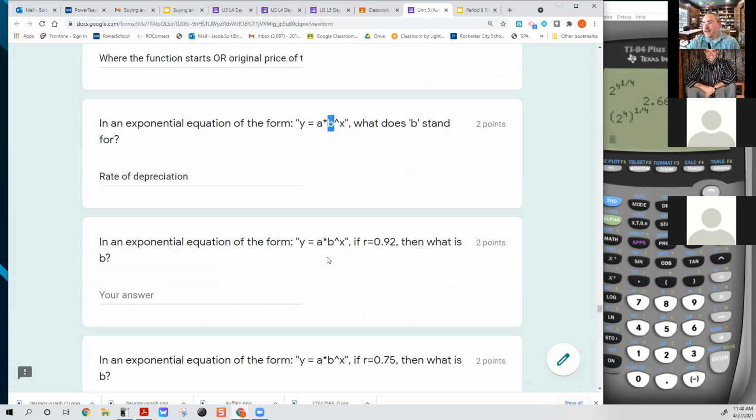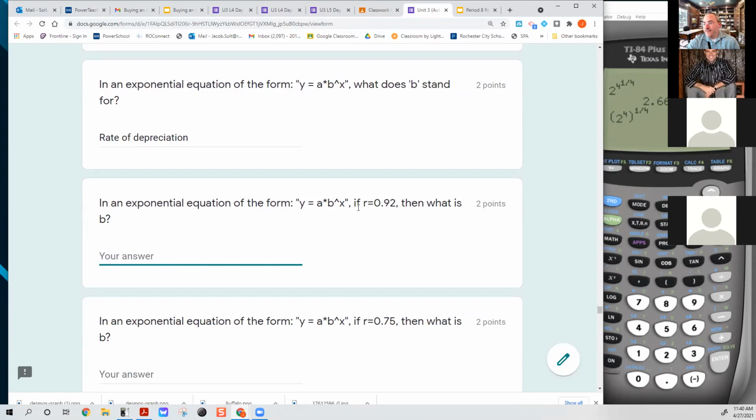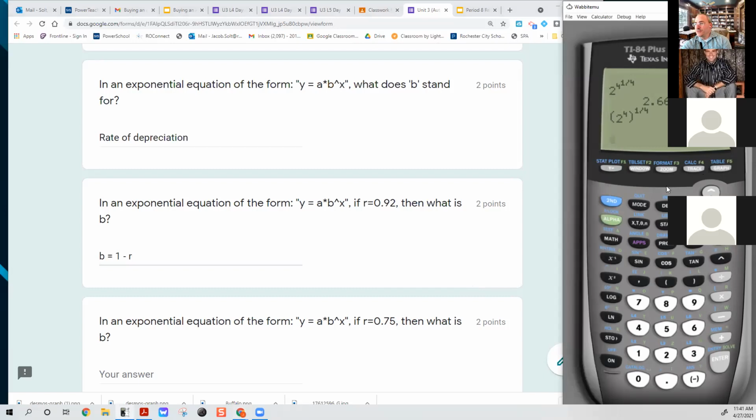If the rate is 0.92, you missed a lot. Yeah, I'm doing a little review here. All right, so if the rate is 0.92, then what's the B value? Remember, the B is equal to 1 minus R. B is equal to 1 minus R. So if R is 0.92, run to your calculator and do 1 minus 0.92.